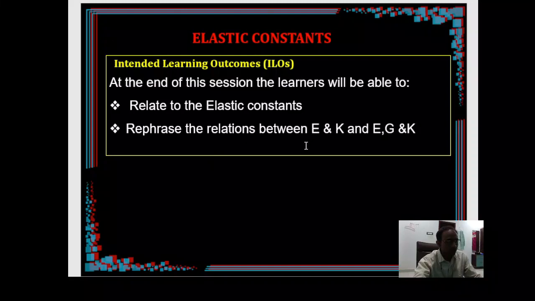see and rephrase the relations between Young's modulus and bulk modulus, as well as all three: Young's modulus, shear modulus, and bulk modulus. In the previous session, we have already learned the relation between Young's modulus and shear modulus. Now, before going to their relationships, let us review for a short time what Young's modulus is, and what the basic definitions of these various moduli are.